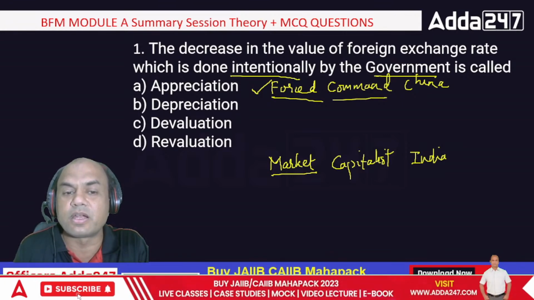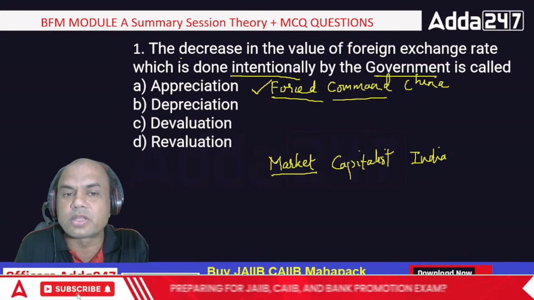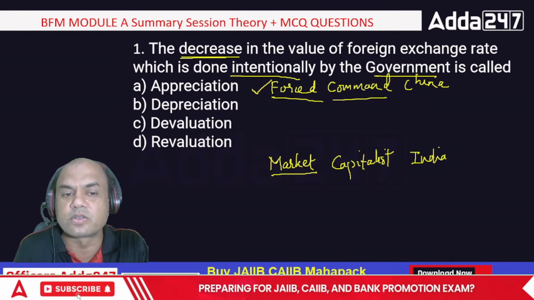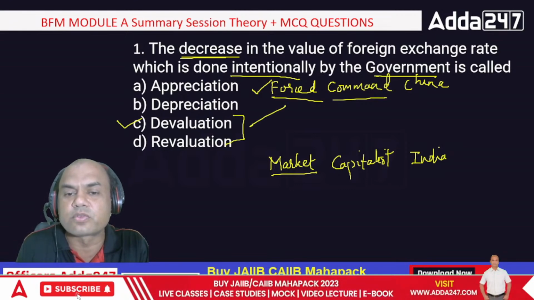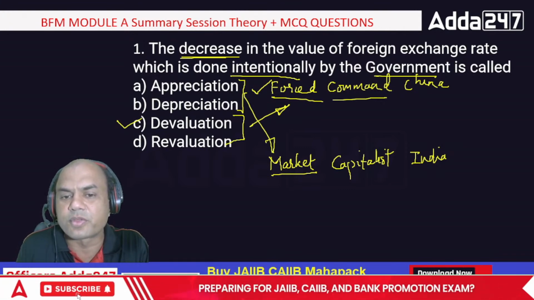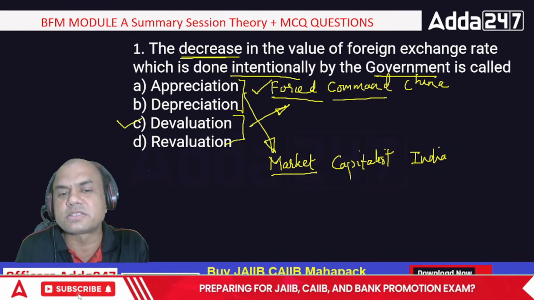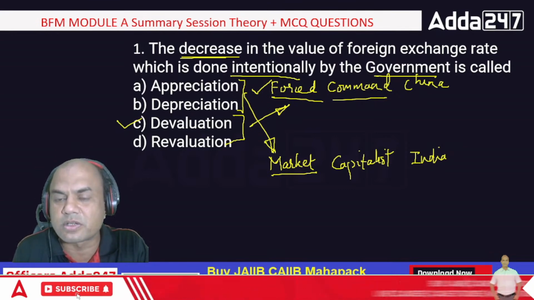Appreciation, depreciation, devaluation, revaluation. See here, a decrease in the value, the currency value is decreased. So this is known as devaluation. Remember, these two words are for this forced economy and these two words are for this market economy. Always remember this. Appreciation, depreciation is by the market economy. Devaluation, revaluation is done by the forced economy. Okay.